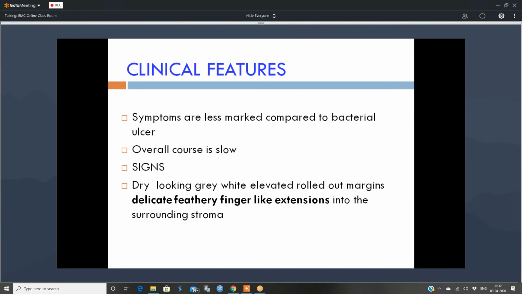Coming to the signs, like in any ulcer, there is circumcorneal congestion and there is an ulcer on the cornea. But how does this ulcer look in fungal keratitis? The ulcer has a dry look and it is dirty white or grayish white in color. The margins are feathery. It is not a well-defined round or oval shape. There will be a lot of feathery, finger-like extensions.